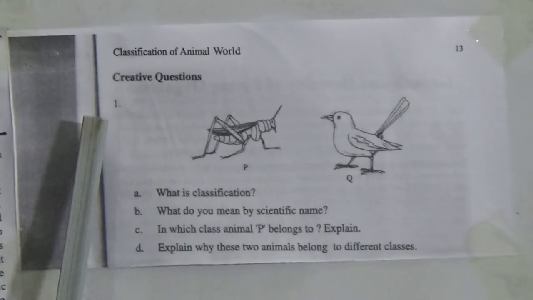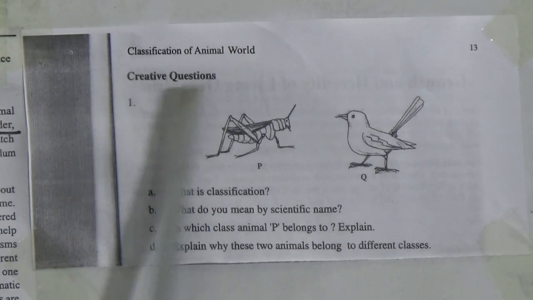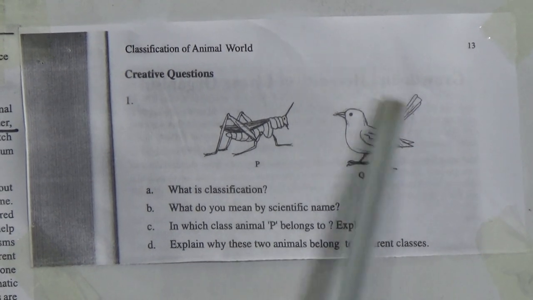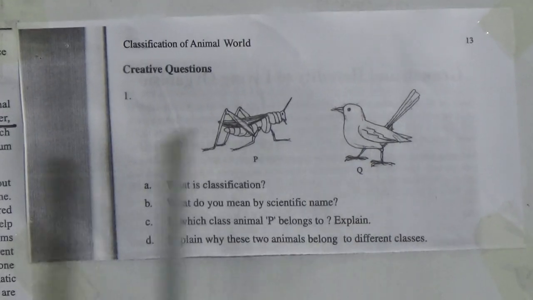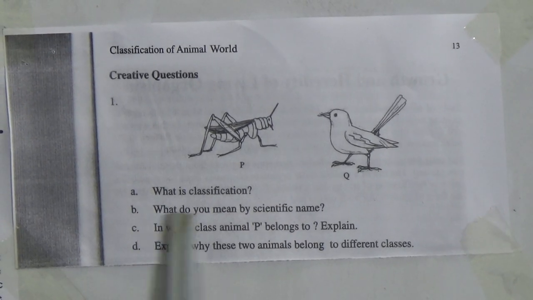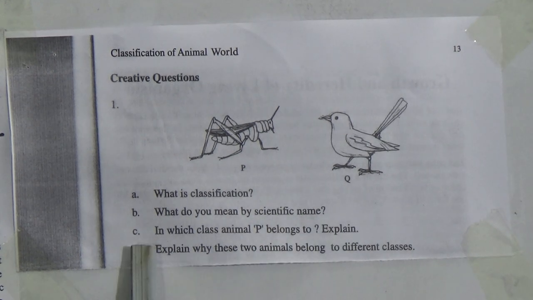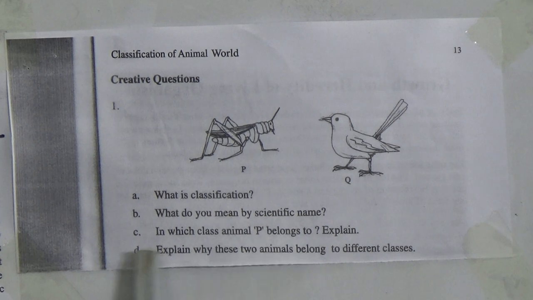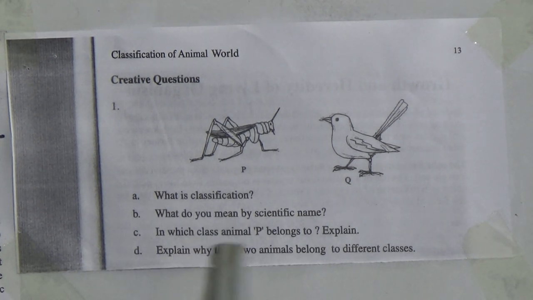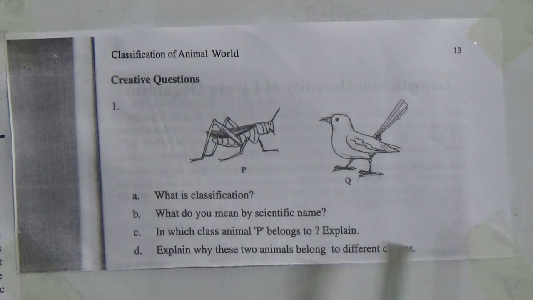Now, come to the CQ. And now, come to the exercise. This is CQ1, and here are given 2 pictures, picture P and picture Q. Question number A, what is classification? Question number B, what do you mean by scientific name? Question number C, in which class does animal P belong? Explain. And question number D, explain why these 2 animals belong to different classes.